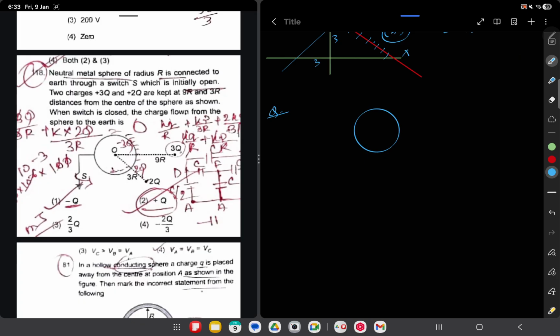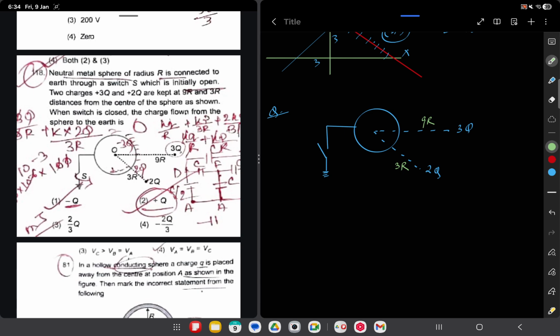In this question, there is a neutral metal sphere of radius r connected to earth through a switch S, which is initially open. Two charges, plus 3q and plus 2q, are kept at 9r and 3r. This is 9r and this is 3r. Now when the switch is closed, charge flows from the sphere to the earth.